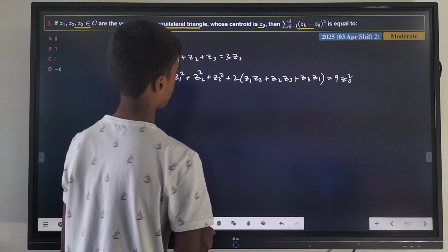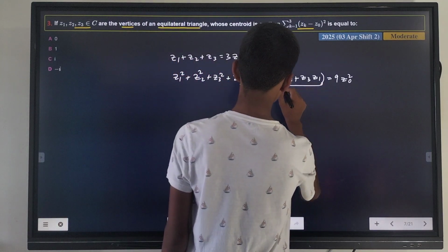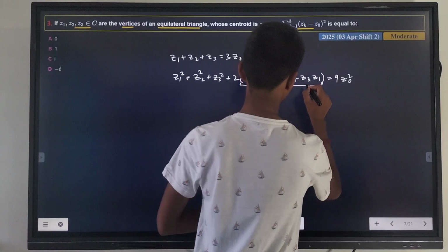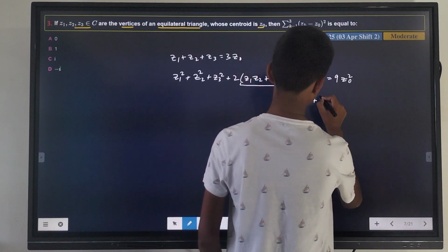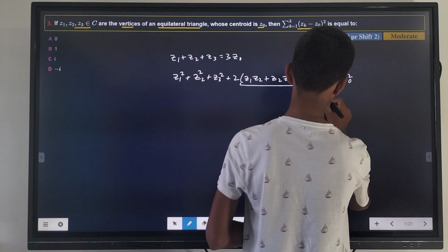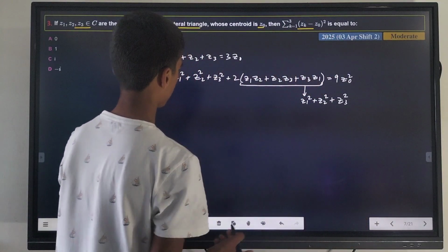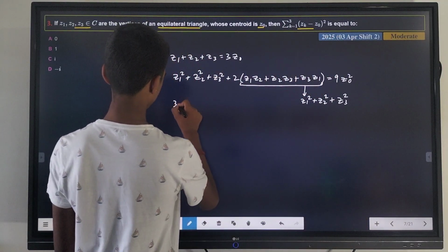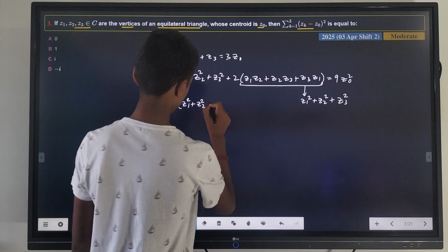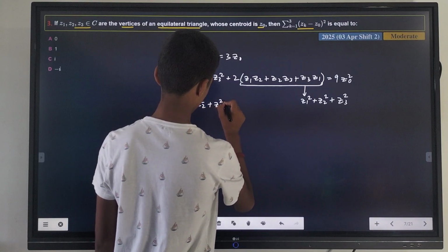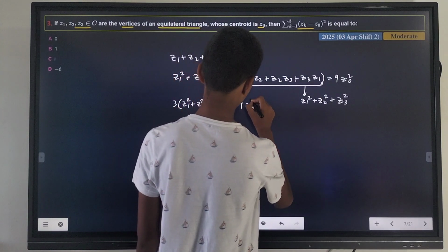Now that the property in complex numbers for an equilateral triangle is this expression, we can write this as z1 square plus z2 square plus z3 square. So from here we will get 3 times z1 square plus z2 square plus z3 square is equal to 9 times z0 square.